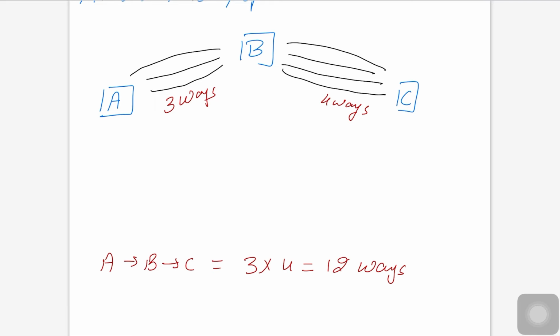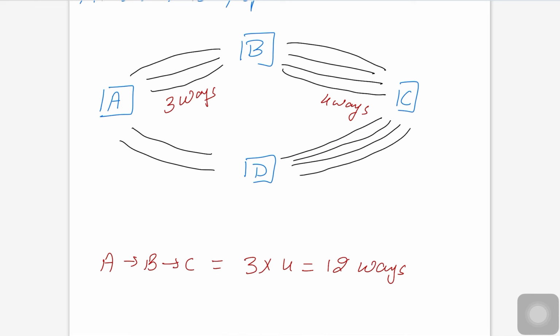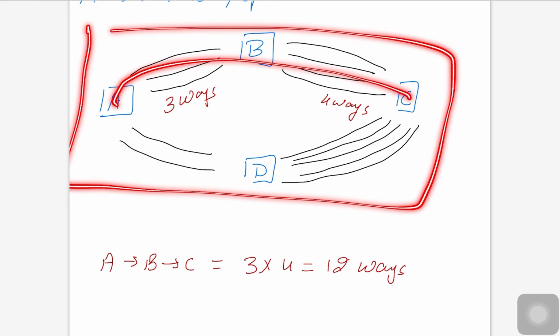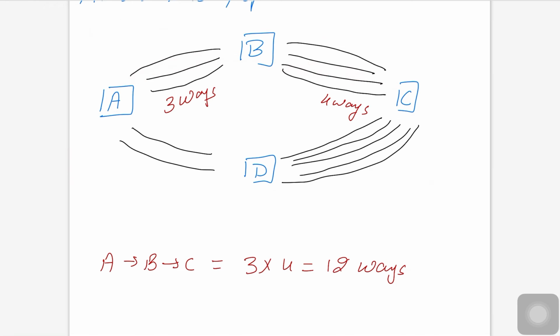Let us assume there is also a place called D, and there are 2 ways from A to D. Let us assume that there are a total of 5 ways from D to C. This is the whole question: I am at place A right now and I have to reach C. I can choose any method. So A to B to C is 12 ways. Now A to D to C will be 2 into 5, that is 10 ways.